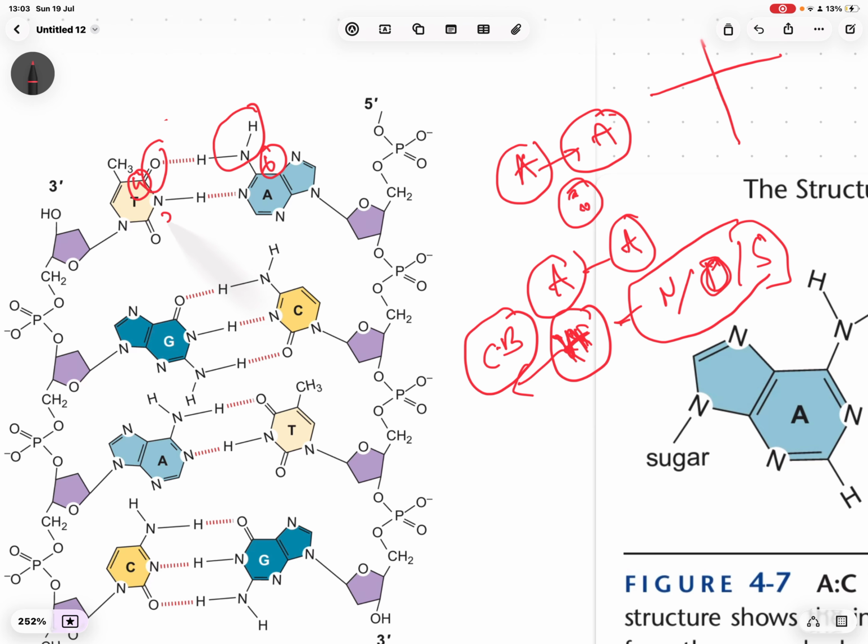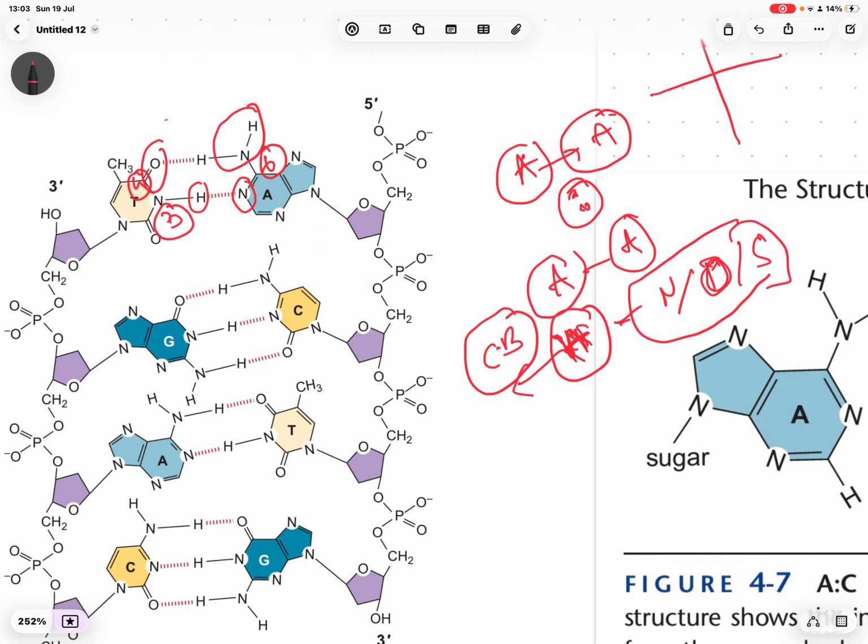Similarly, we can see the third atom, where nitrogen is present, and this nitrogen forms a covalent bond with this hydrogen. And also the other nitrogen atom on this adenine ring, see this in the adenine base, forms the hydrogen bond here.